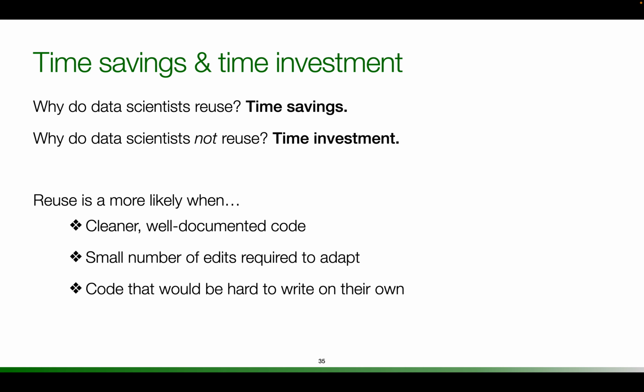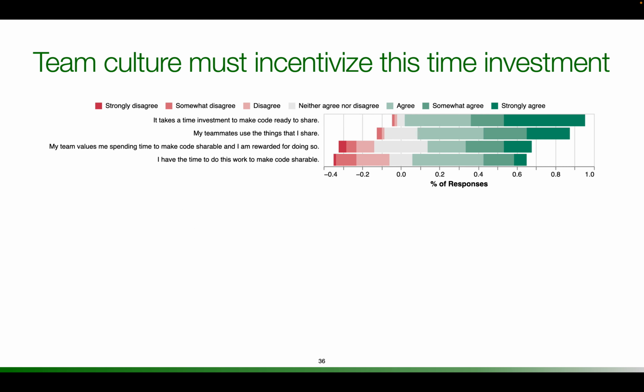So for instance, this might be cleaner, well-documented code, or code that requires a smaller number of edits to adapt it, or code that would be very difficult for them to write on their own. And all of these are qualities that mean that they will save time by actually reconfiguring this old code rather than writing it from scratch. Similarly, team culture must incentivize this time investment.